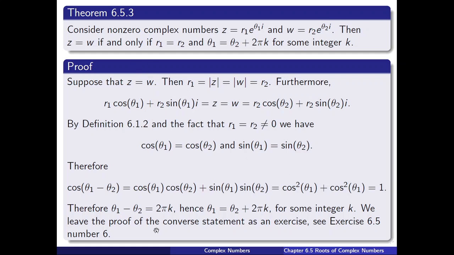And then the second part, where you assume that r1 is equal to r2 and theta 1 is equal to theta 2 plus 2 pi k, and then you show that z is equal to w, is left as an exercise, and that is exercise 6.5, number 6 in the textbook. So you can go and check it out.